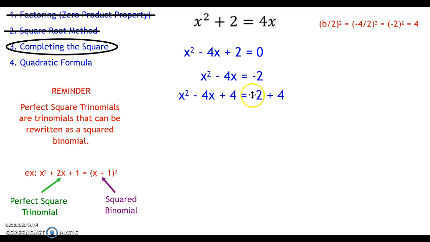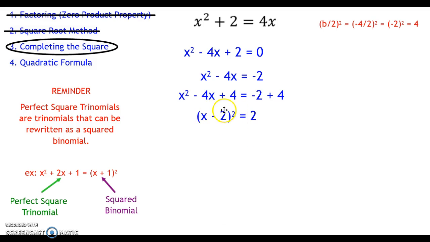And you can see I added 4 to both sides here. The reason I did that was because I want to turn this from a perfect square trinomial into a squared binomial. So now I'm going to take this perfect square trinomial and rewrite it as a squared binomial. I'm also going to combine these two numbers because they're like terms and I'm allowed to do that.